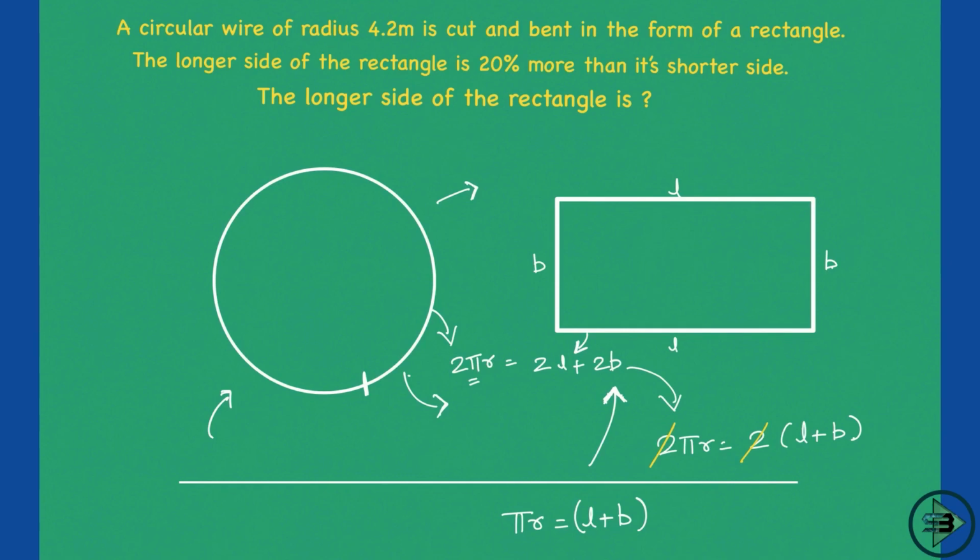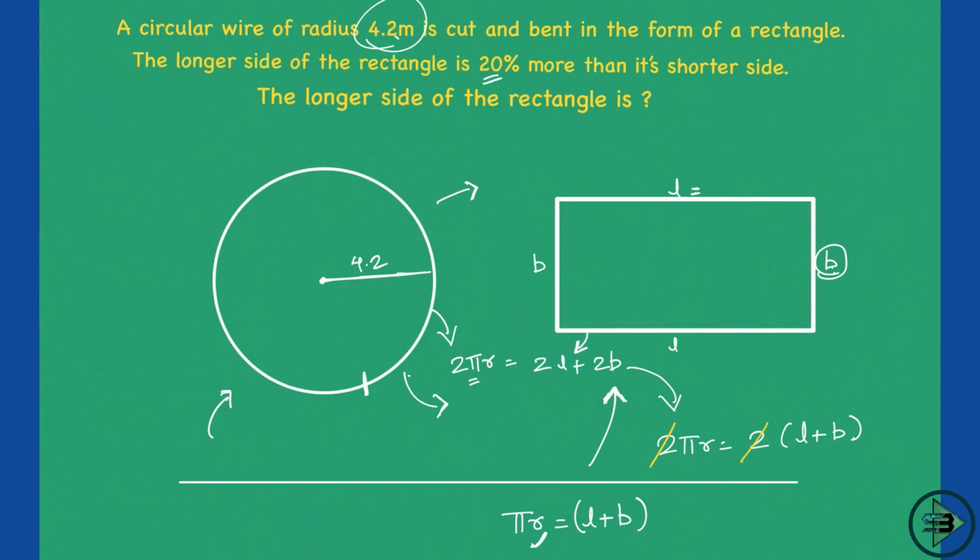Now what is given to me? The radius is equal to 4.2. So the radius of this circle is 4.2. That was given to me, which means I know r is equal to 4.2. The longer side of the rectangle is 20% more than the shorter side. So the shorter side is the breadth. The longer side is 20% more than this, which means breadth plus 20% of that.